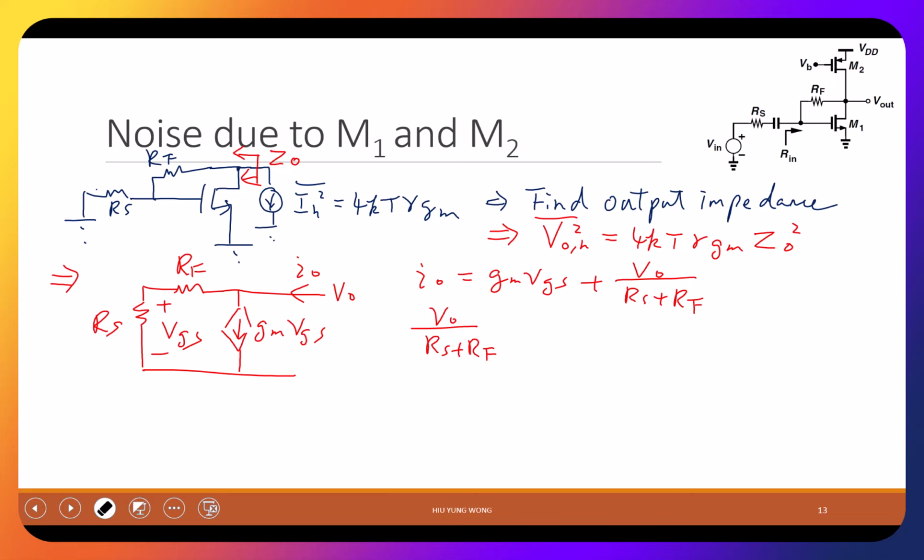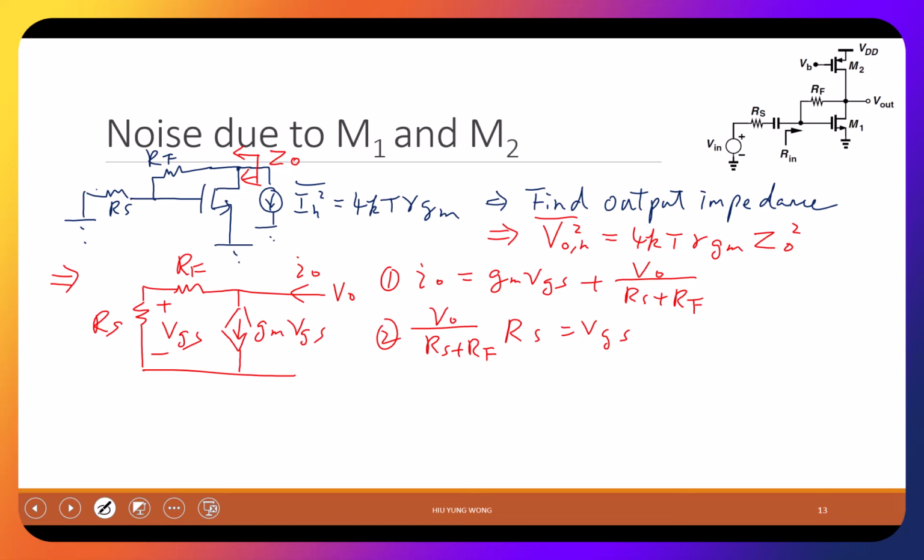This current times RS equals VGS. This is the first equation, this is the second. What I'm saying is that the current going through here is V out divided by RS plus RF, and this current times RS gives me VGS. Is that okay?